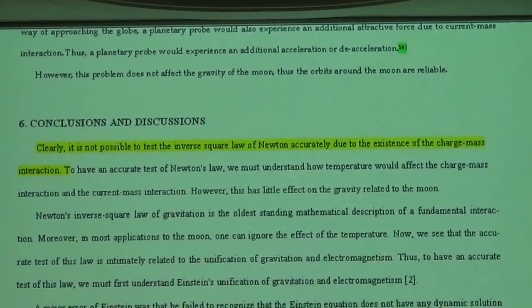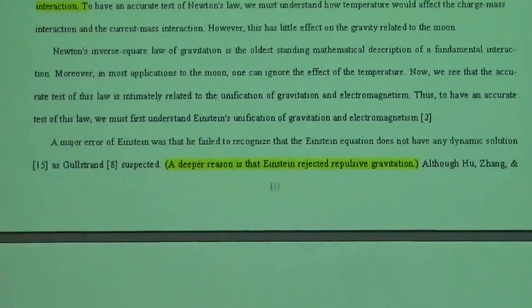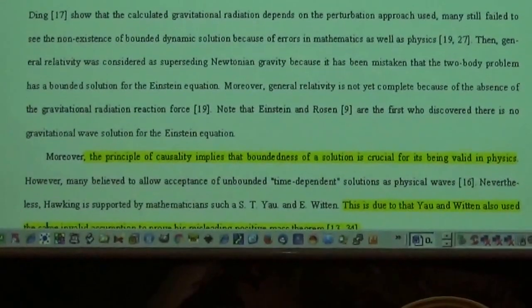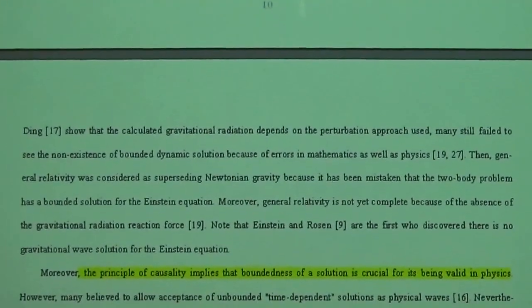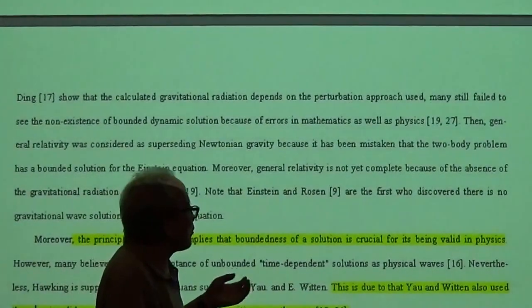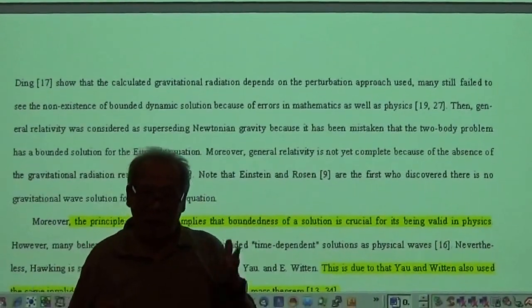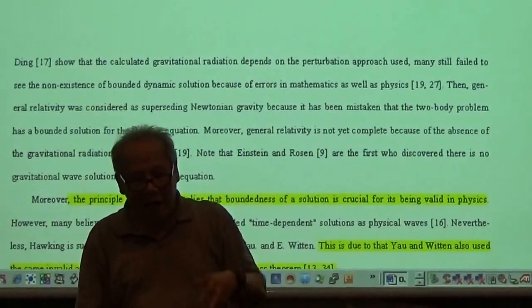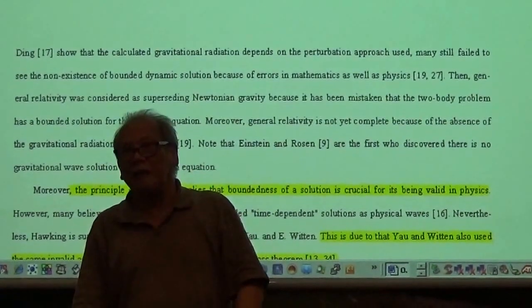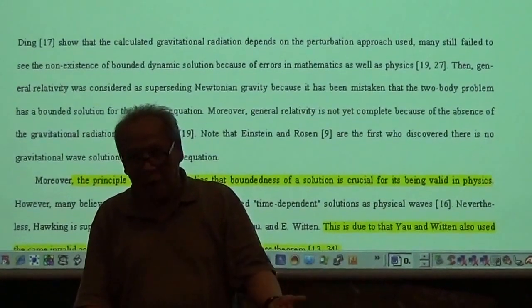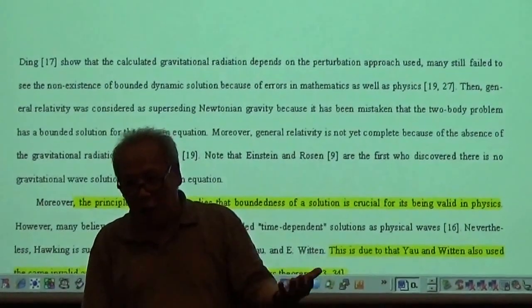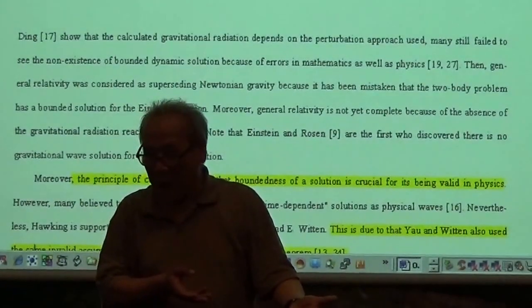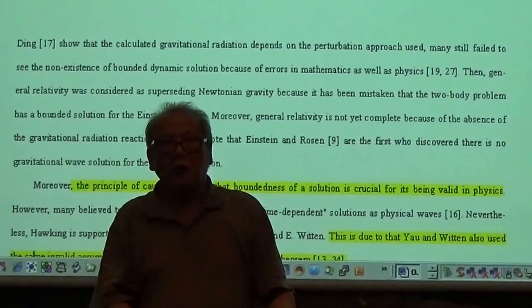Now we come to the conclusion. The deeper reason for Einstein's problem is that he rejected repulsive gravitation. He could have been most successful in his theory by admitting repulsive gravitation, but he believed in E=mc². Therefore, he rejected repulsive gravitation, the most interesting part of his theory.